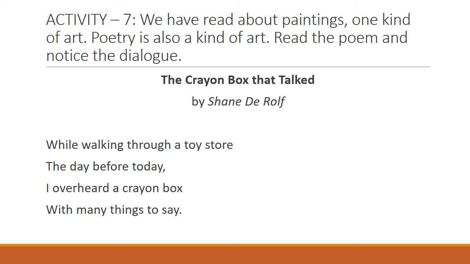While walking through a toy store the day before today, I overheard a crayon box with many things to say. So here the poet is talking in the form of a child, who went to a toy store the day before today, that is, yesterday. I overheard a crayon box. Overheard means they are not talking to you, but still you can listen to what they are talking. So the poet listened to a crayon box talking with many things to say.